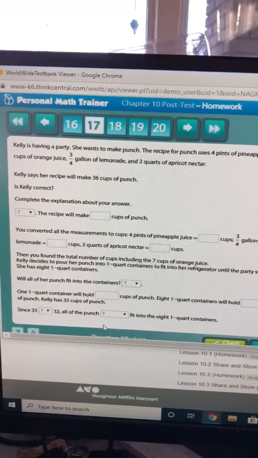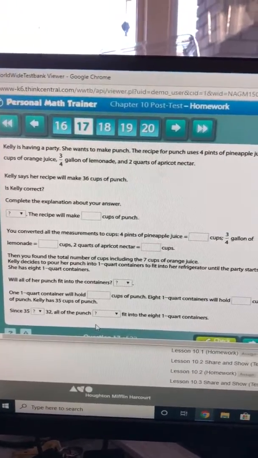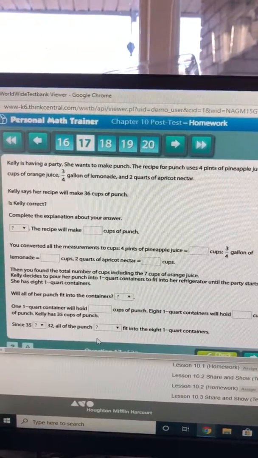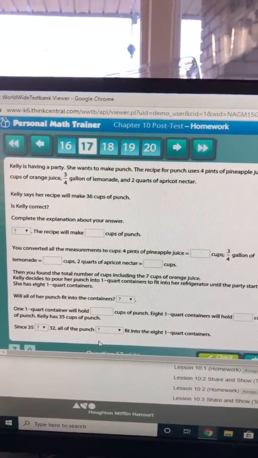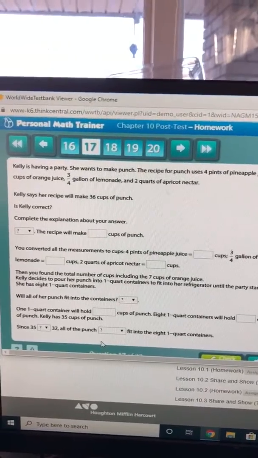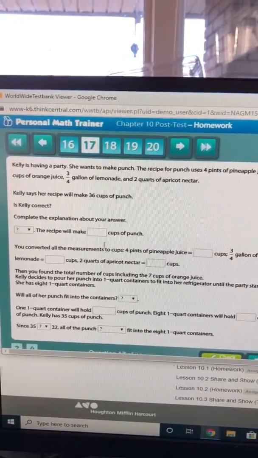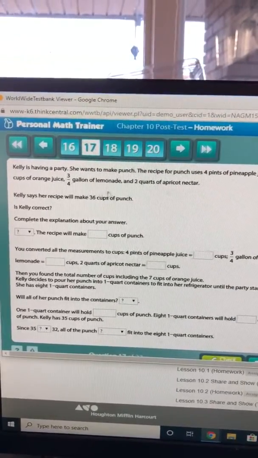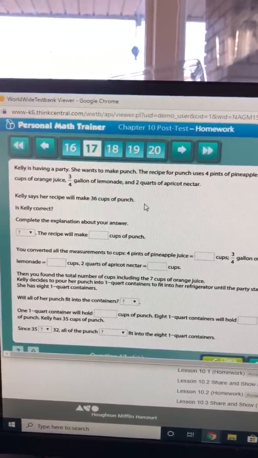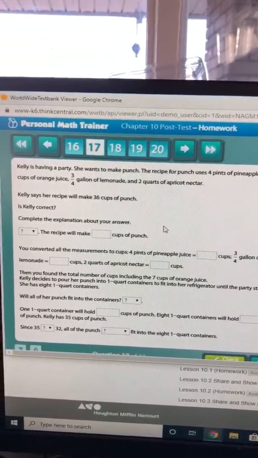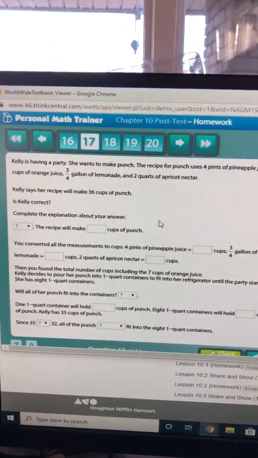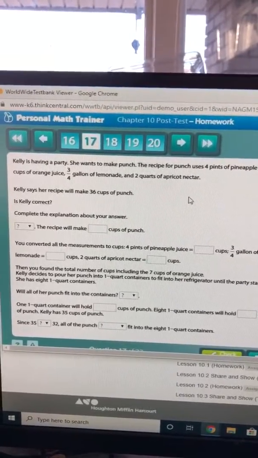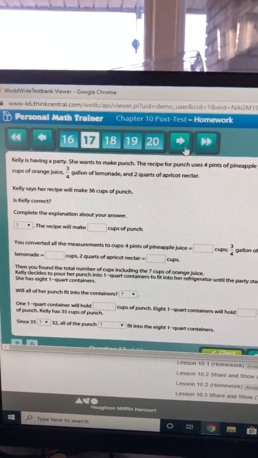Kelly is having a party. She wants to make punch. The recipe for punch uses 4 pints of pineapple juice, 7 cups of orange juice, 3/4 a gallon of lemonade, and 2 quarts of apricot nectar. She says that her recipe will make 36 cups of punch. I would convert everything up here into cups and see if that's true. Again, it's a long multi-step word problem. It's just for practice. Do your best, and if you get really stuck, please ask for help.